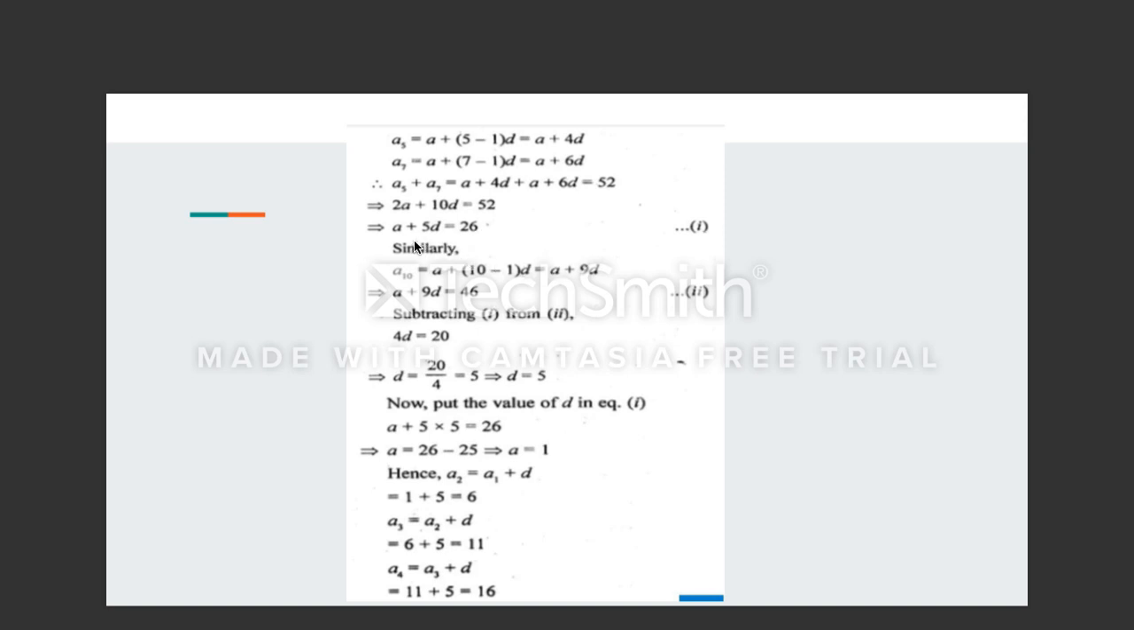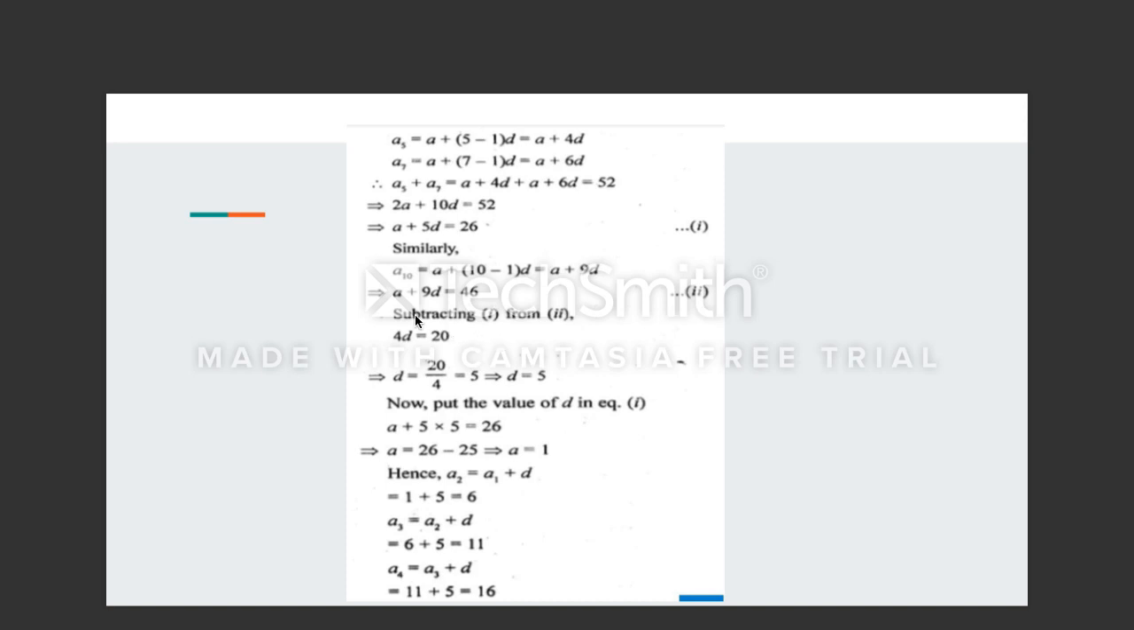Next, talk about the further question. Let's see that. Further, the question says 10th term is 46. 10th term means A10. How will I write? A plus 9D. And how much is it given? 46. So the second equation is straightforward. A plus 9D, that is the 10th term, is equal to 46. Solve the two simultaneous equations.